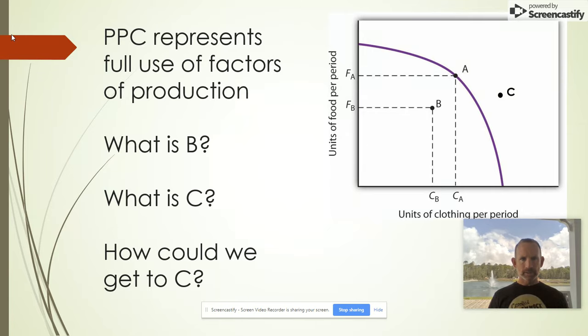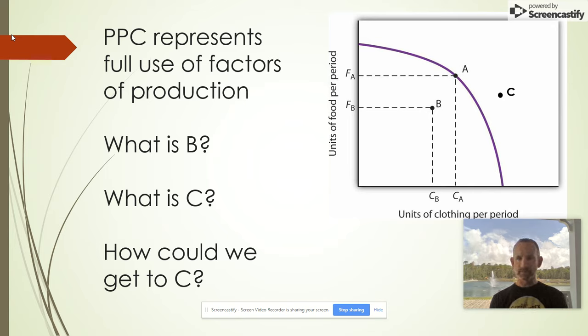Recall that the production possibilities curve represents full use of all of your factors of production. So if you're on that curve, that means you're using all of your factors. Point B then would mean that you're not using all of your factors of production. You've got some labor, some resources, natural resources or capital that are not being utilized. So you could be producing further out, but you're not.